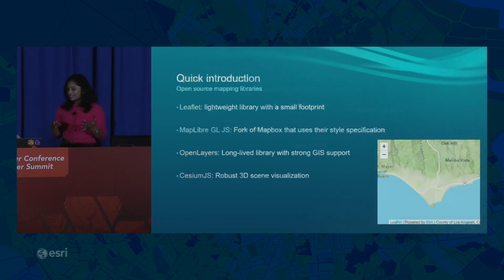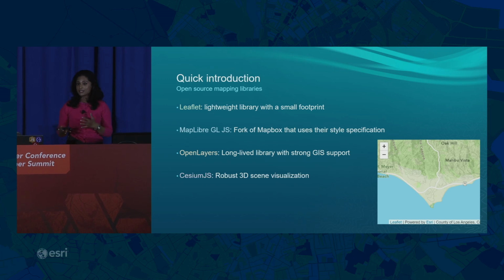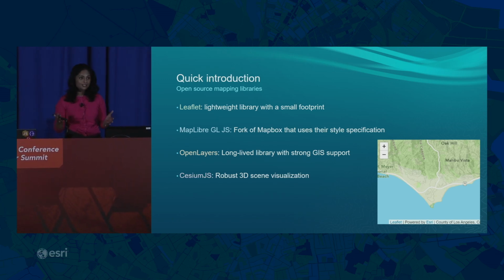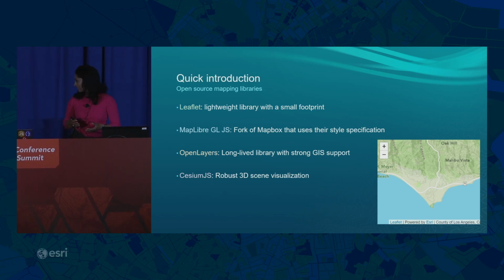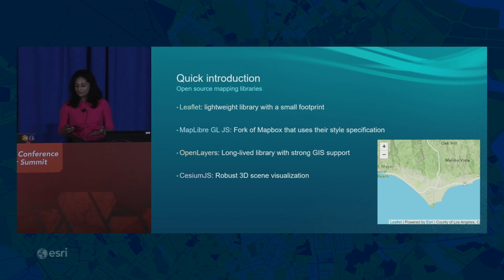Yeah, so just as a quick introduction for those of you who haven't used open source mapping libraries, Leaflet is a lightweight library with a very small footprint. MapLibre GL JS is the open source fork of Mapbox version 1 before they changed their business model. OpenLayers is a pretty long-lived library, and it has very strong GIS support. It's been around for, how's it now, 20 years? Since 2006, yeah. 2006. And then CesiumJS is great for 3D visualization.